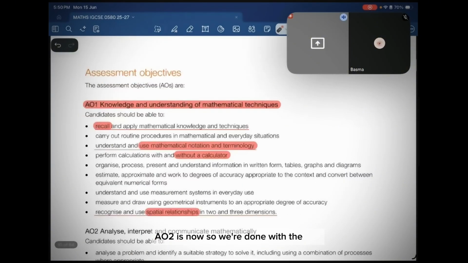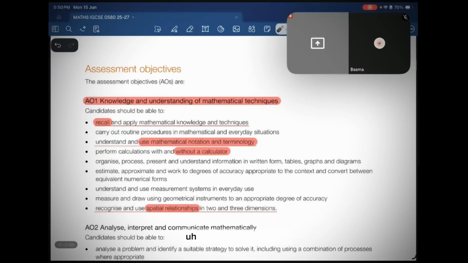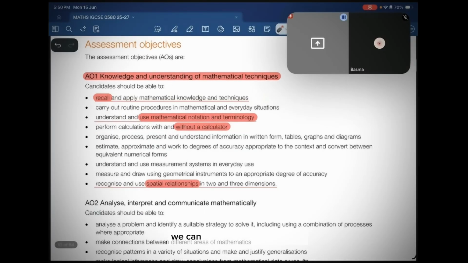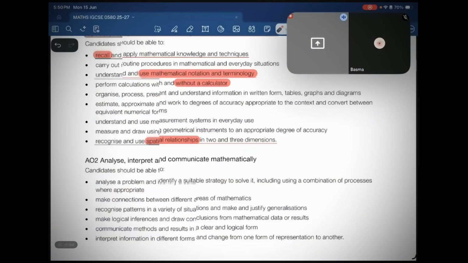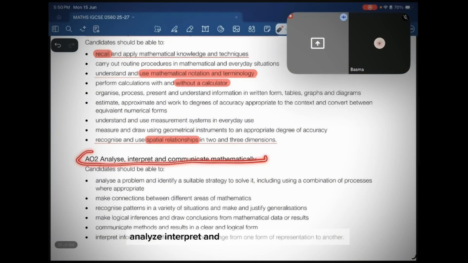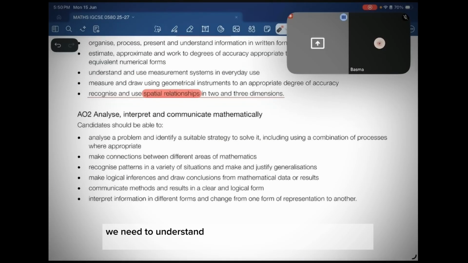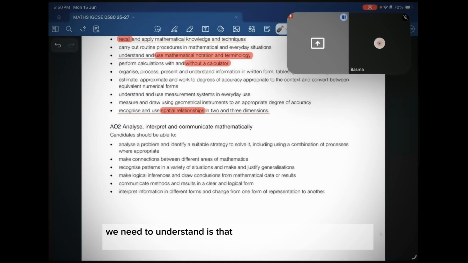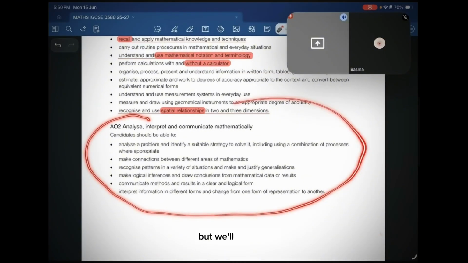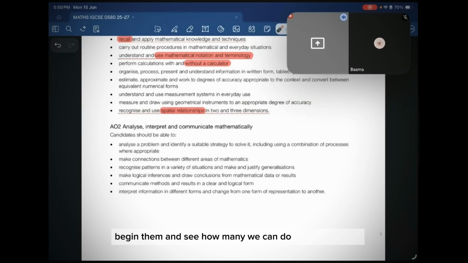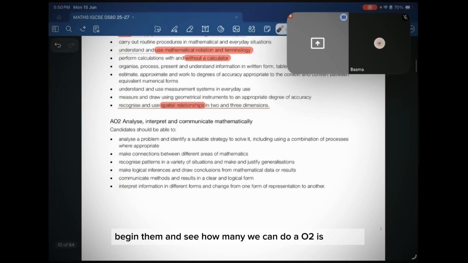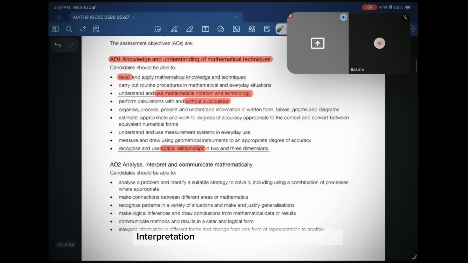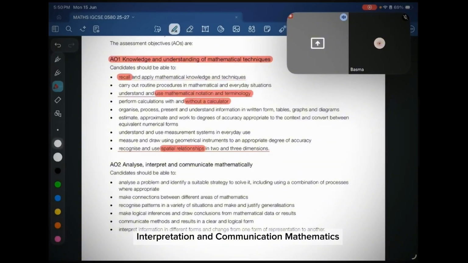AO2 is now. So we're done with the first assessment objective. We can do the second one, AO2. Analyze, interpret, and communicate mathematically. We probably won't have a lot of time to go through all of them, but we'll begin and see how many we can do. AO2 is analysis, interpretation, and communication mathematically.